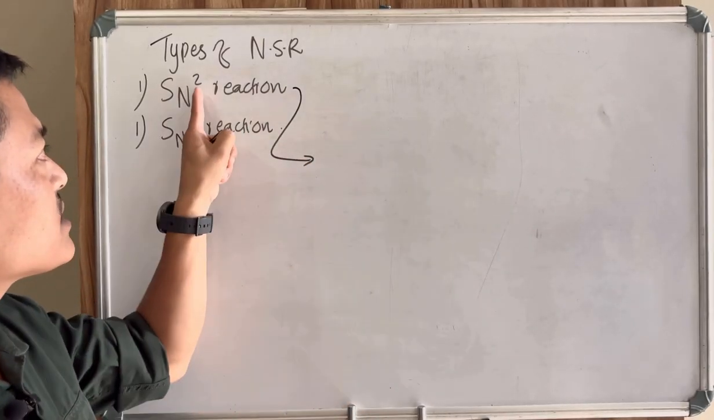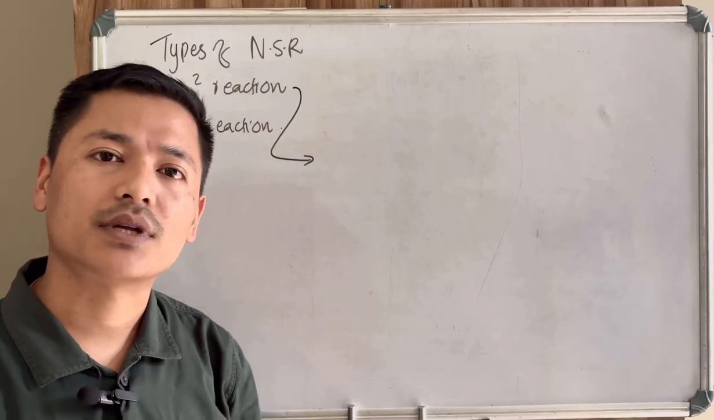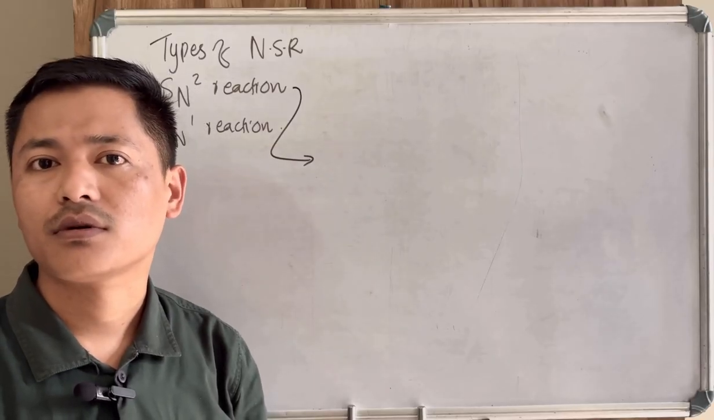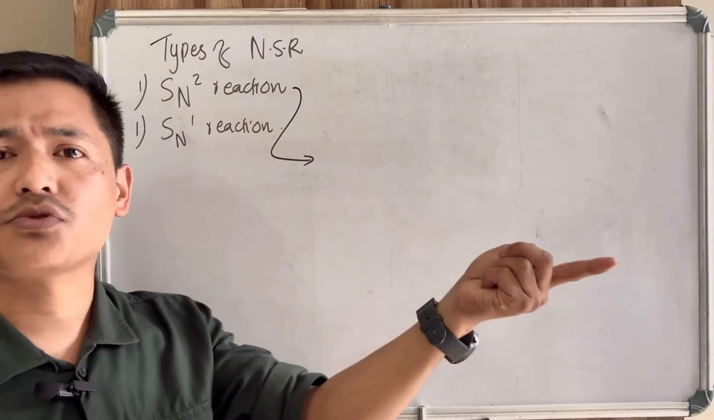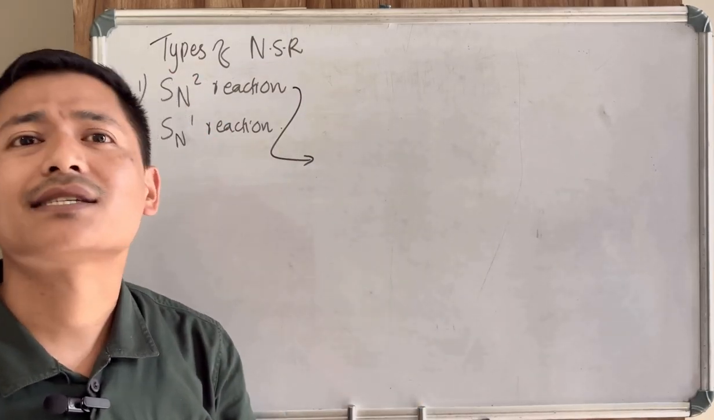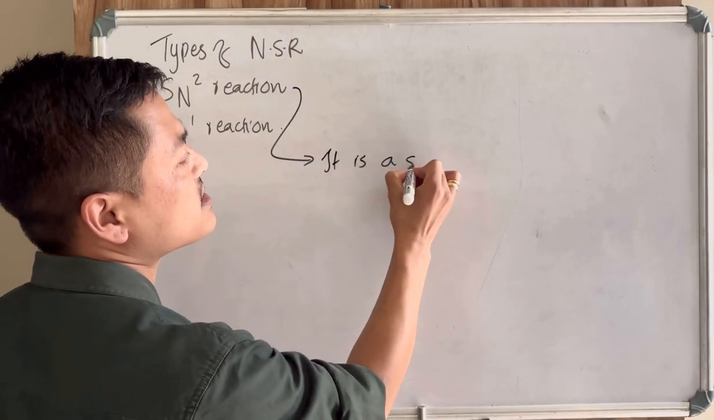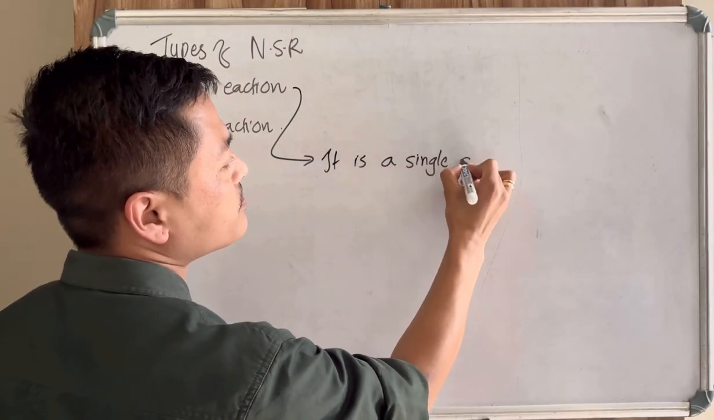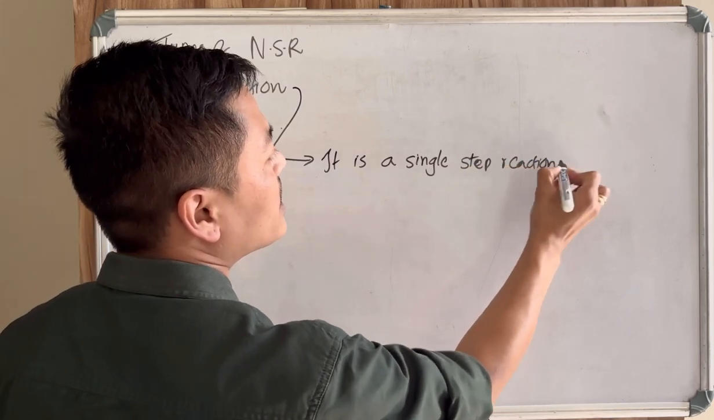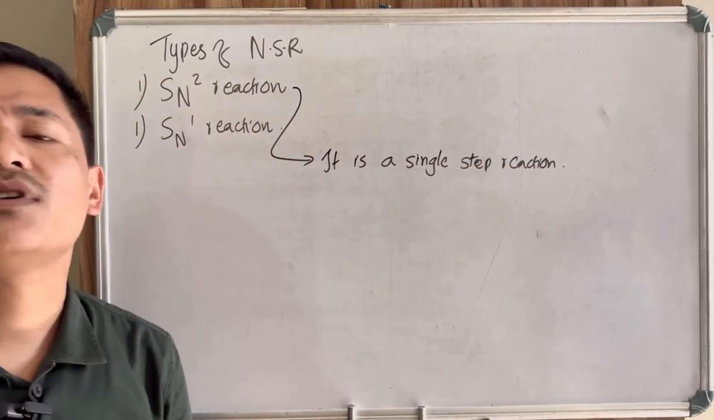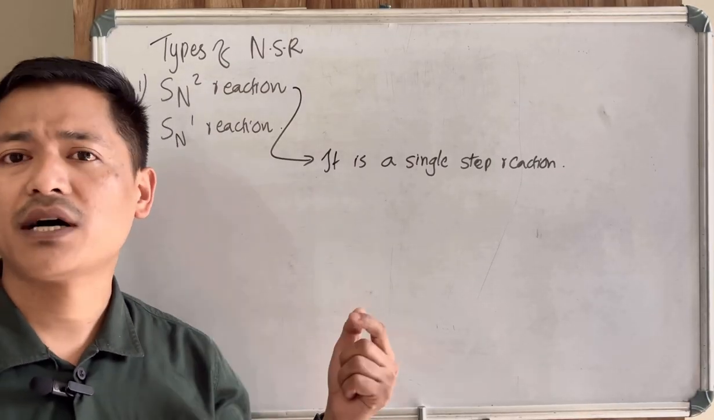But for the time being, this 2 is not the number of steps involved in the SN2 reaction. Even though it is SN2, you might consider that 2 means it is a two-step reaction, but it shouldn't be like that. For SN2, you always have to remember that it is a single-step reaction. SN2 reaction is always a single-step reaction. Okay, you must always know about it.